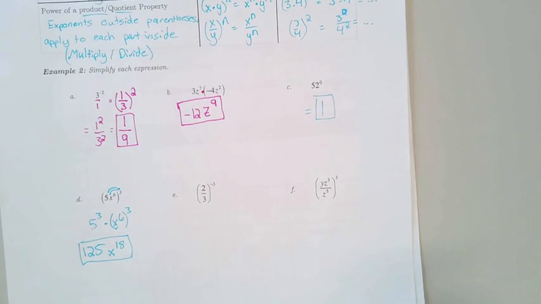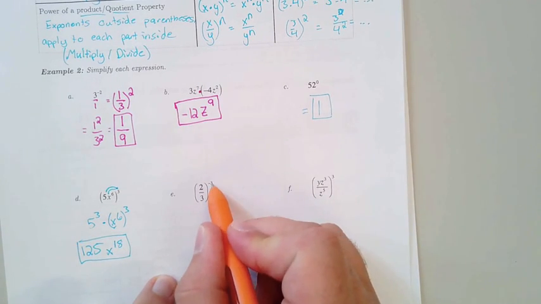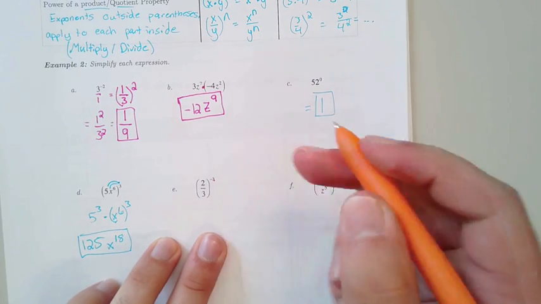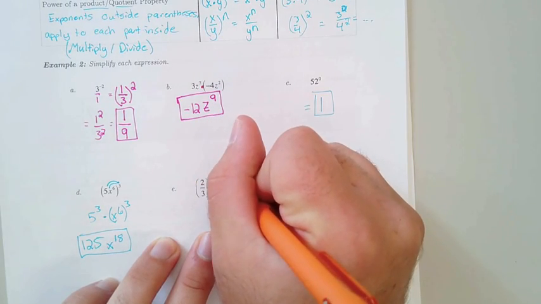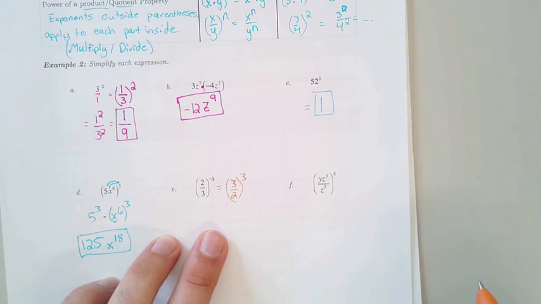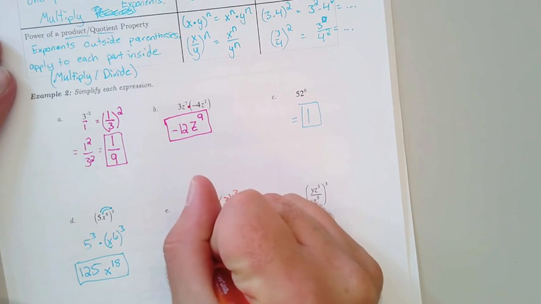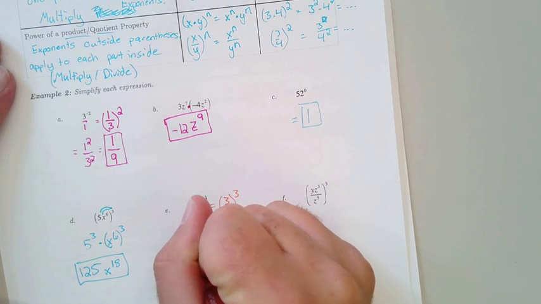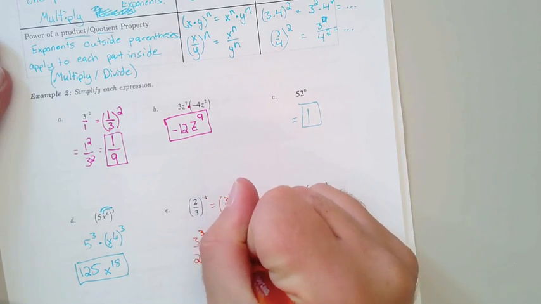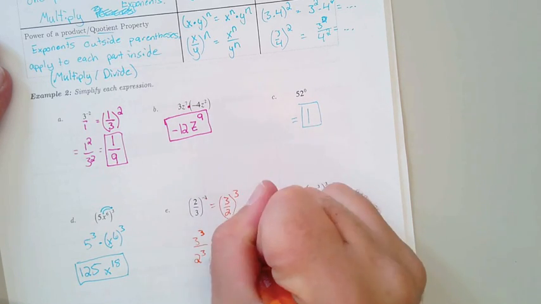Last two here, E, I have 2/3 to the power of negative 3. Negative 3 is going to first flip my fraction here, which gives me 3 over 2 raised to the positive 3rd power. Then similar to A here, I know that that power applies to both top and bottom. So it's going to be 3 to the 3rd and 2 to the 3rd. 3 to the 3rd is 27. 2 to the 3rd is 8. Double check those again in your calculator if you want, and that is my answer.